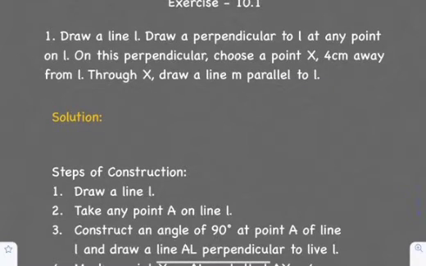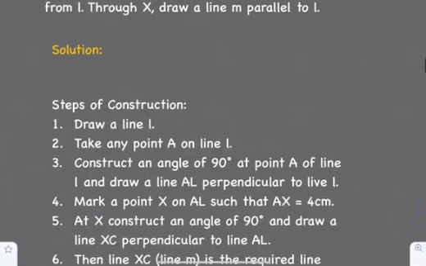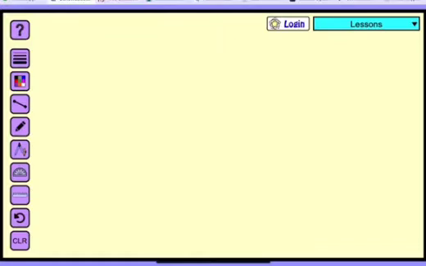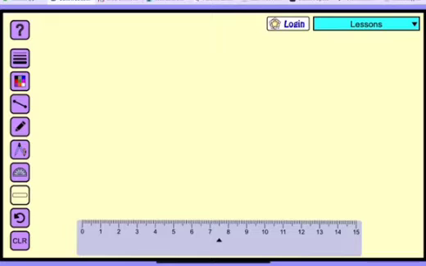Draw a line L. Draw a perpendicular to L at any point on L. On this perpendicular, choose a point X, 4 cm away from L. Through X, draw a line M parallel to L. This is the question that is being given. We'll try to solve it with few steps. Draw a line L.